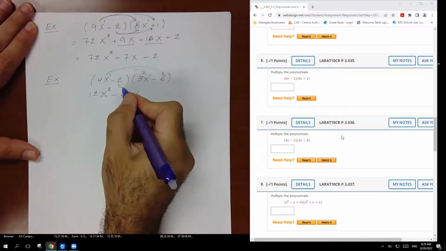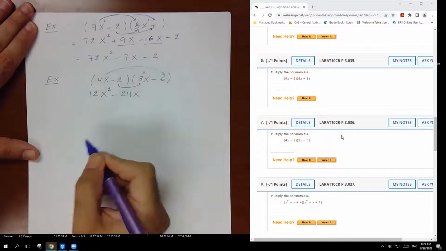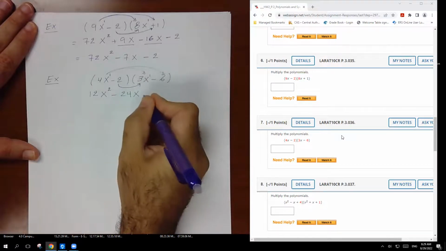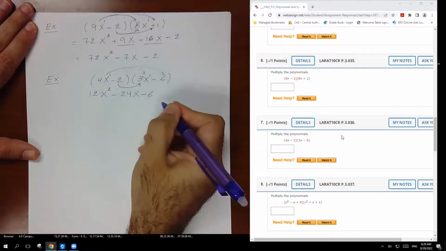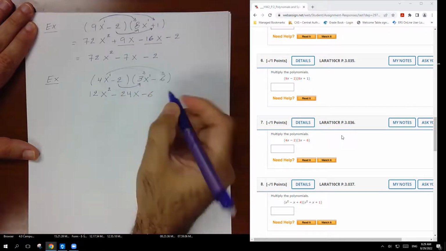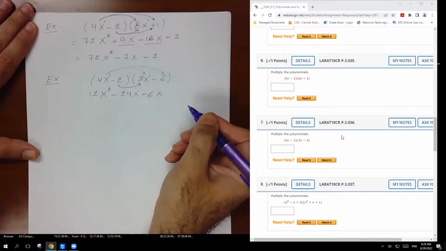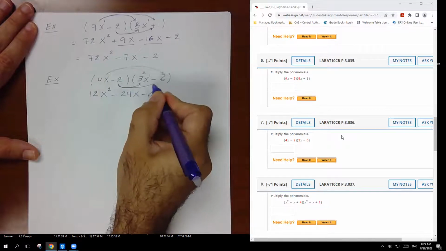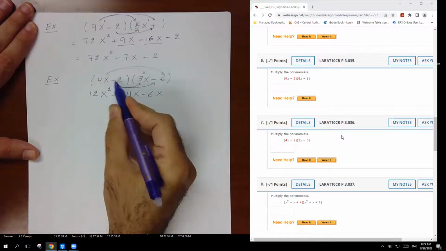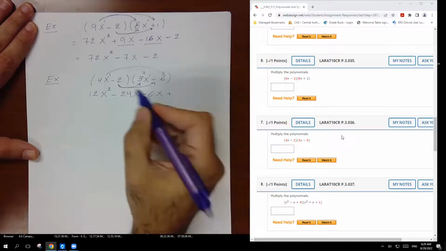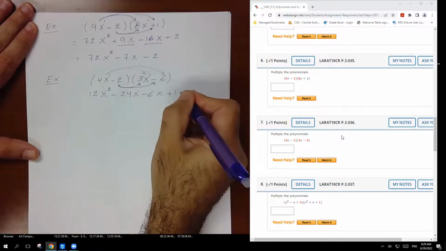Now we're going to distribute negative 2. Negative 2 times 3x is going to be negative 6x. There is no x here, so I'm going to write down this x. Then negative 2 times negative 6, negative times negative is going to be positive. 2 times 6 is going to be 12.